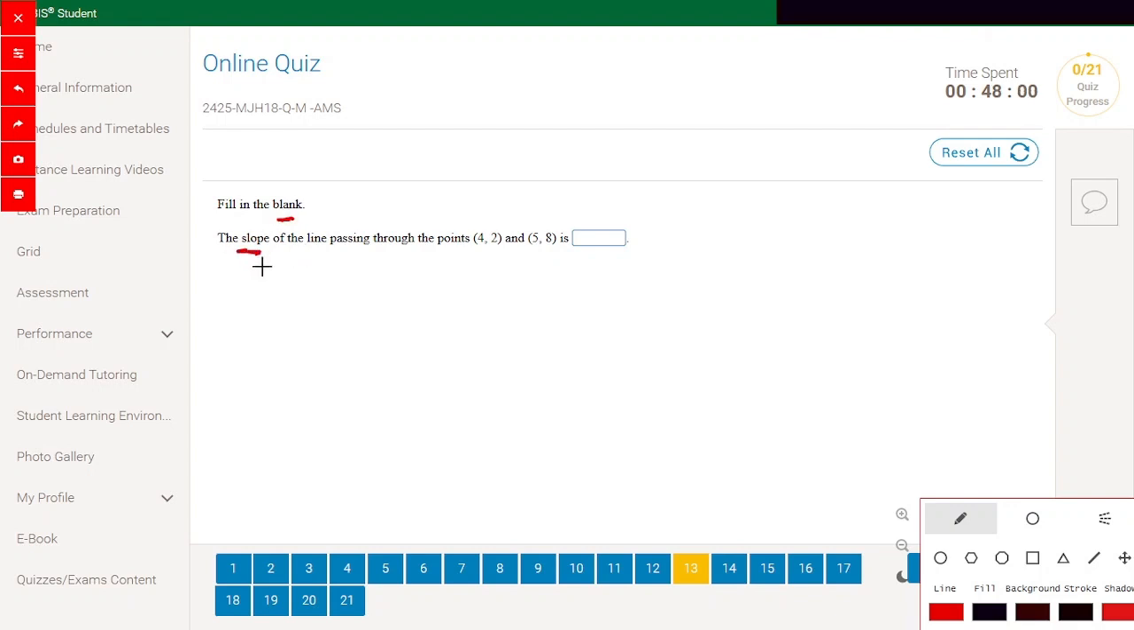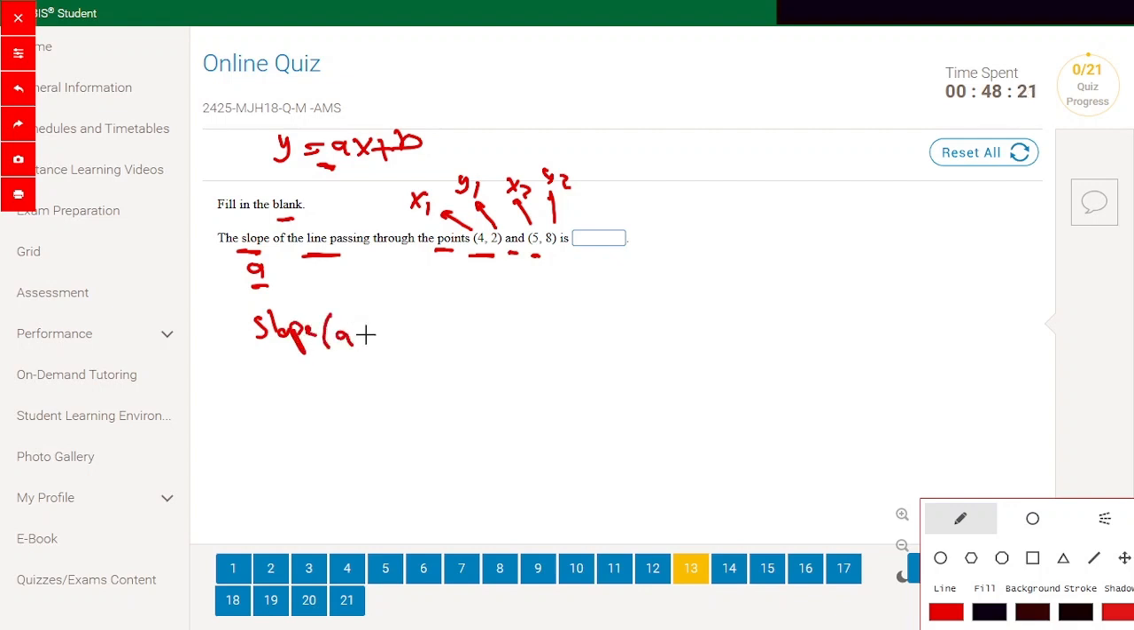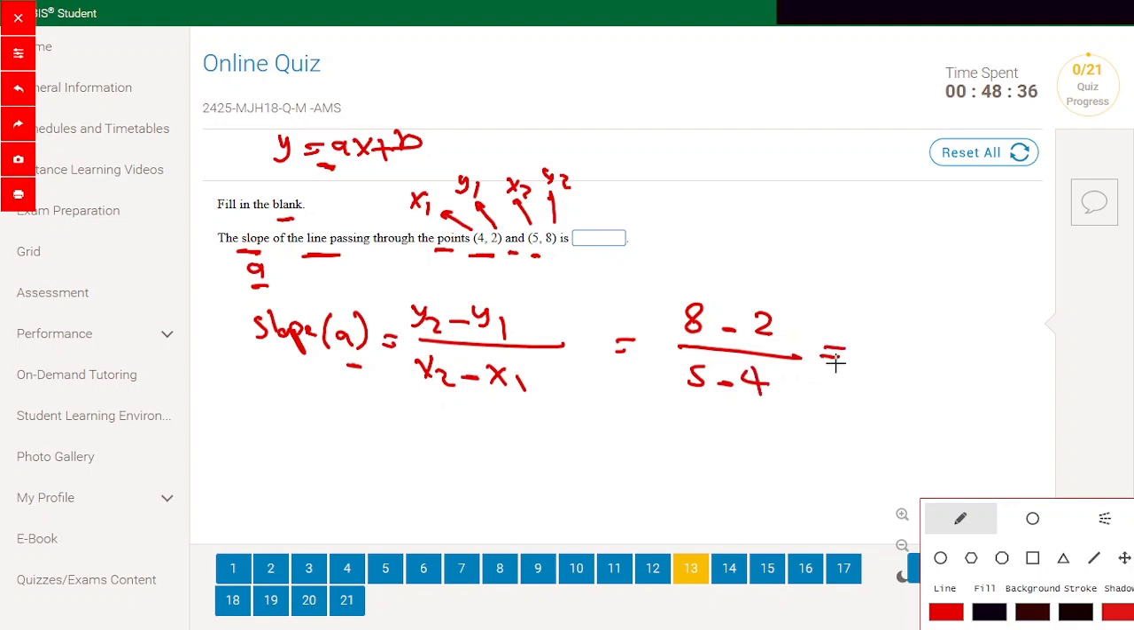Fill in the blank: the slope, which is a, of a line passing through the points 4 and 2, x1, y1, and 5 and 8, x2, y2. The line is y equals ax plus b, and a is the slope. So the slope a equals y2 minus y1 divided by x2 minus x1. So 8 minus 2 divided by 5 minus 4. So here the slope will be equal to 6. So the answer here is 6.